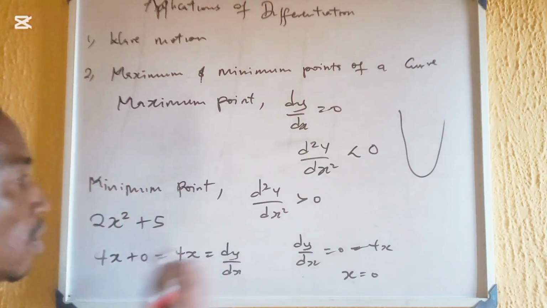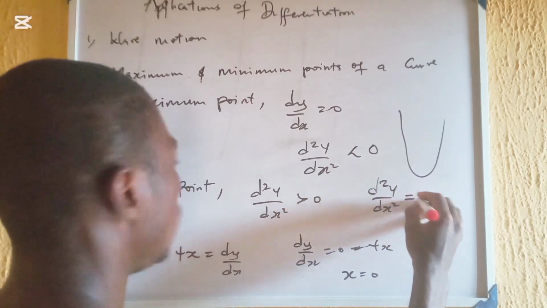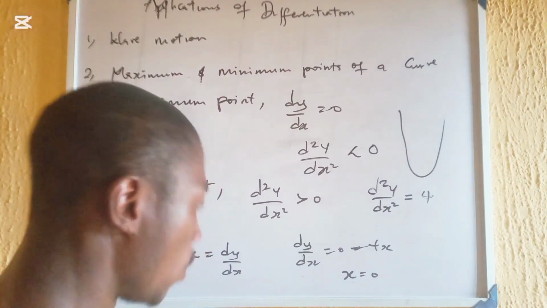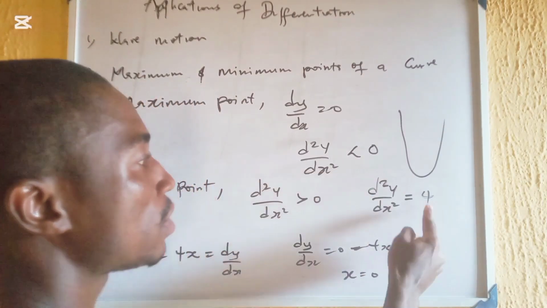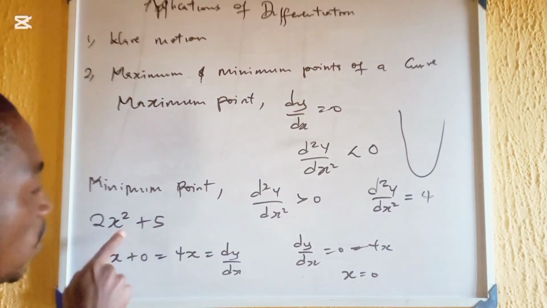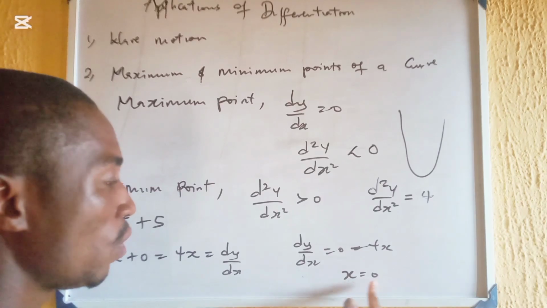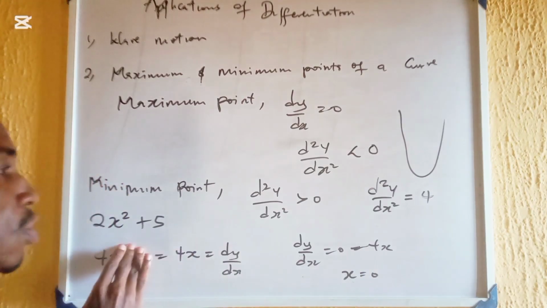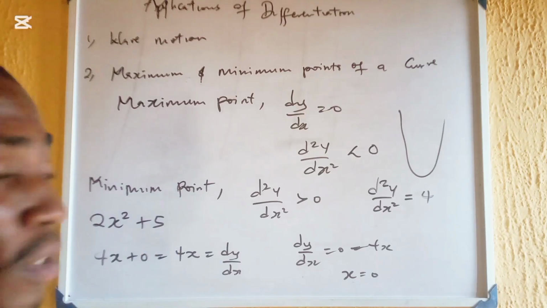And the second derivative, d²y/dx², is equal to, differentiating for x, you have 4. And you can see that 4 is not less than 0. Instead, 4 is greater than 0, which implies that this function is minimum at x equal to 0. That means at that point where x is 0, the function is minimum. So these are the possible applications of differentiation.